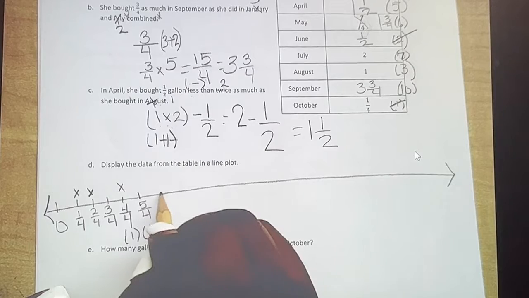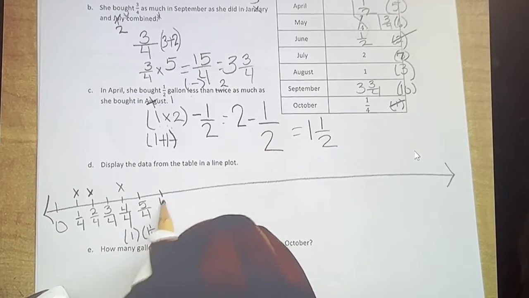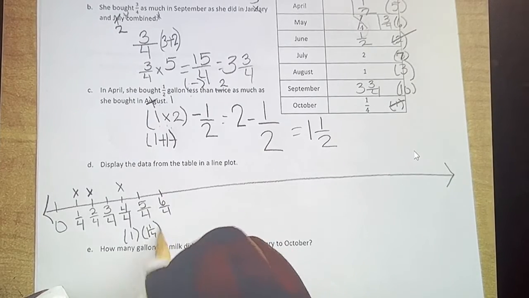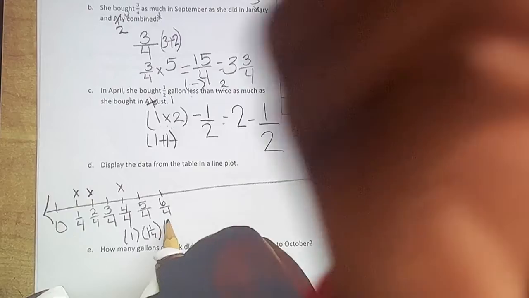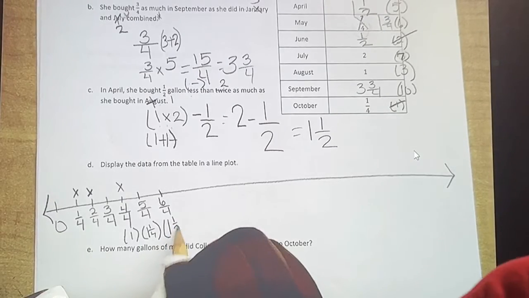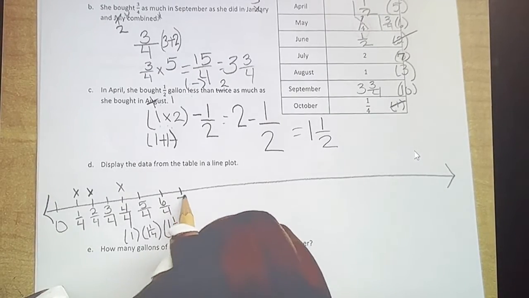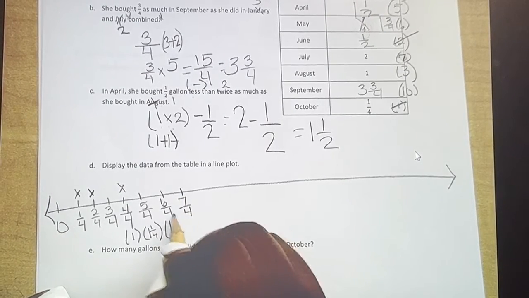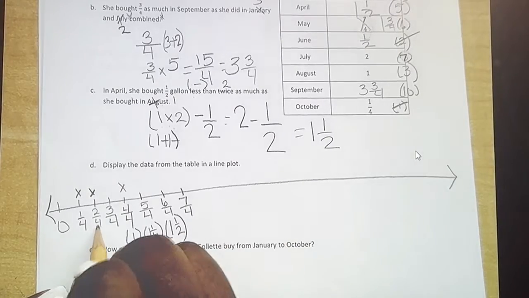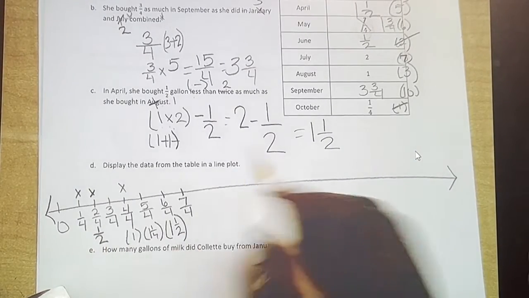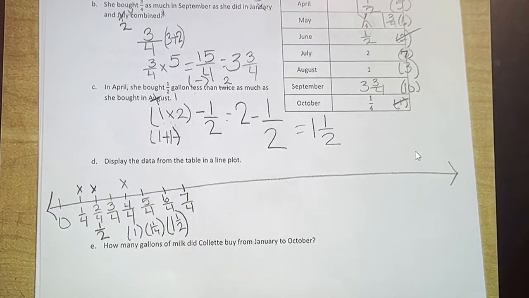And then I got what? 6/4s, which is what? 1 and 1/2. Yes. Then I have 7/4s, which is 1 and 1 what? I'm sorry, this is a half. I know we haven't done this in a while. I have 7/4s.